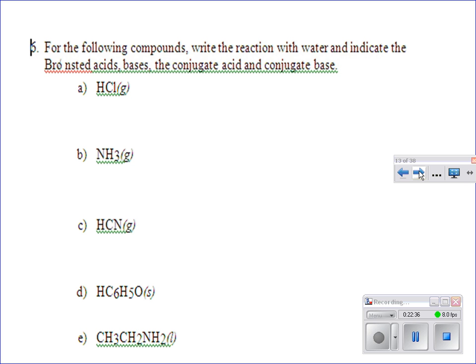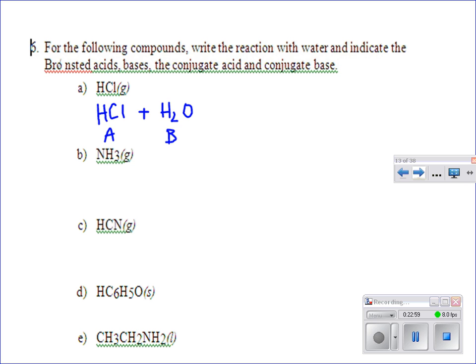For each of the following compounds, we're going to write the reaction with water, and then you're going to label acid, base, conjugate base. So HCl, we're going to mix it with water. Which one's going to be the acid and which one's going to be the base? Good. HCl will be the acid. That makes this the base.